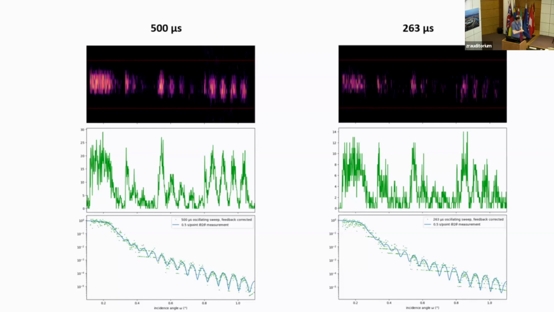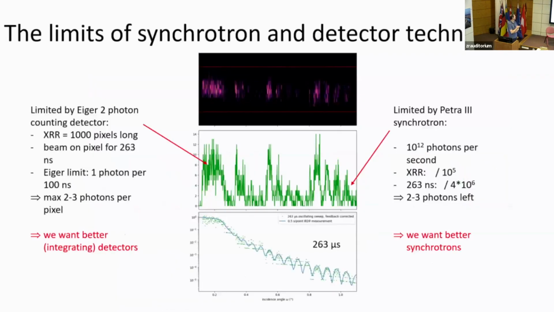And you see the Kiessig oscillations. And that's now 263 microseconds for the full scan. And again, you still see the fringes, but now it's really pushing it. And I'm happy because in a lot of experiments, I did not use the ESRF, or in this case, it's PETRA III in Hamburg, to the fullest.